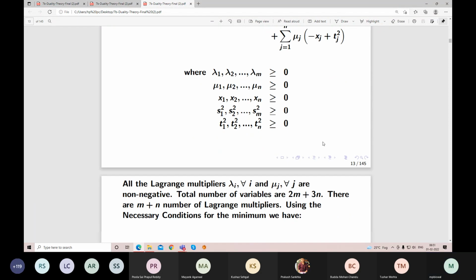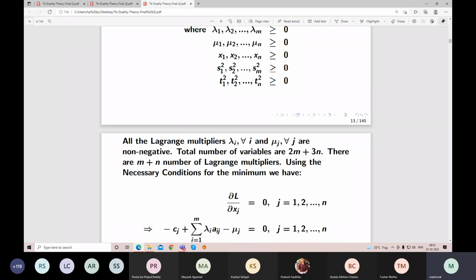Altogether in the problem, as I told, there are m number of lambda and n number of mu, these are the multipliers, and they are non-negative. The total number of variables is twice m plus thrice n, and there are m plus n Lagrange multipliers, which are non-negative. Using the necessary condition for the minimum.